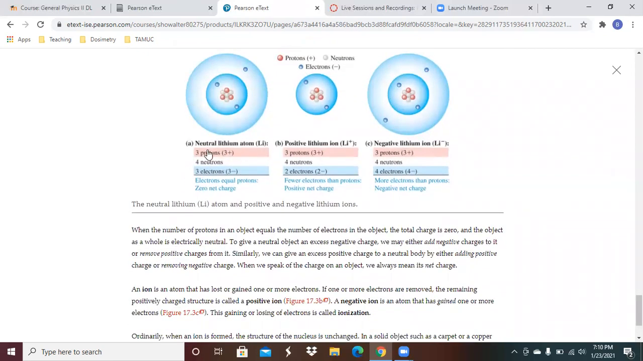You can see here for neutral lithium, you've got 3 protons, 3 electrons, and as it happens, 4 neutrons. The number of neutrons can vary. If it were to become a positive ion, that means one of the electrons has been stripped out, and that means you've got a positive 1 charge. If you've got a negative lithium ion, that means you've picked up another electron, and it means you've got 1 more electron than the number of protons.